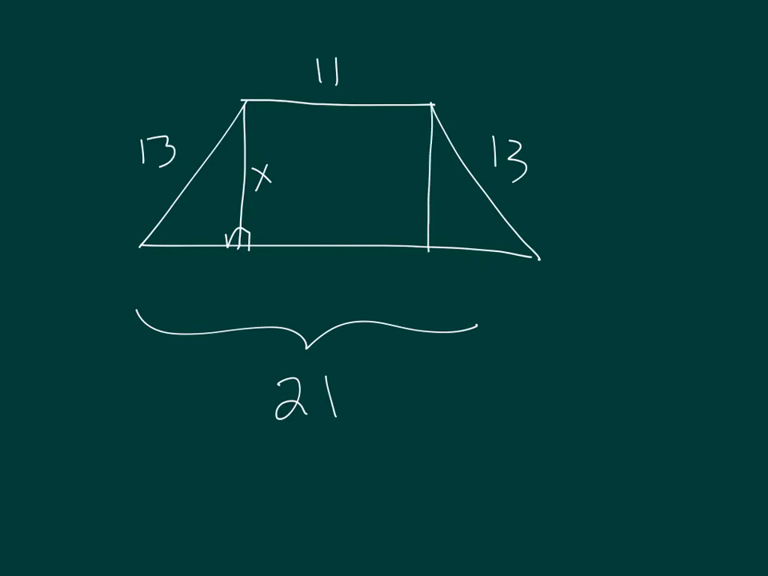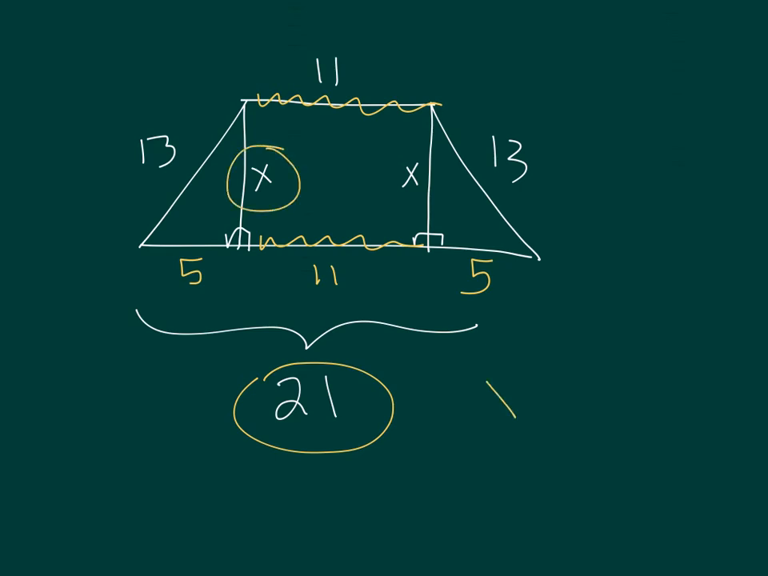Well, what I know is that if I draw the altitude, each one is going to be x. And let's see, if this top piece is 11 right over here, then this bottom piece is going to be 11 because I've created a rectangle. So then I have 10 units left over from the 21, but that's going to be 5 on each side. And then, in fact, I can just use the 5, 12, 13 triplet, so I know that x there must be 12.